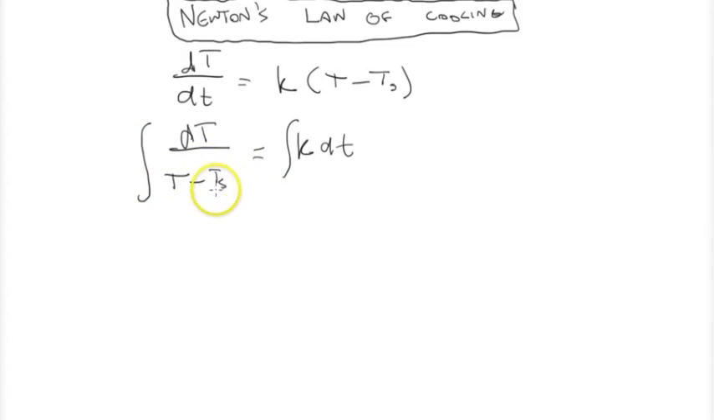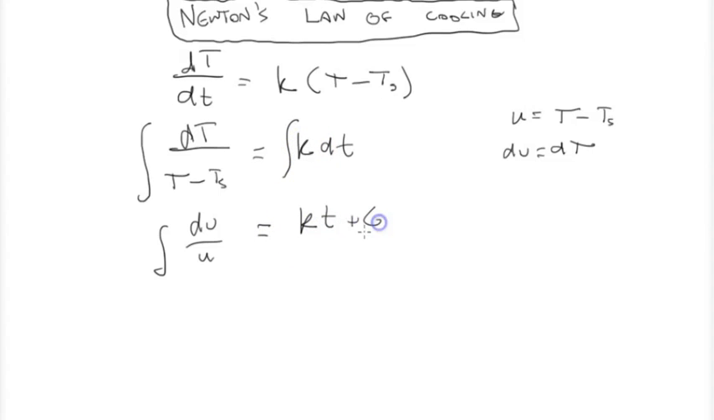But remember that T_s is a constant, so it looks like we can do a u substitution. So let's call u = T - T_s. Then du is equal to dt. Yes, that's good. It looks like we can substitute stuff in there, so we'll get du over u. We know how to integrate that. That's a natural logarithm. When we integrate this, we'll get kt plus C.